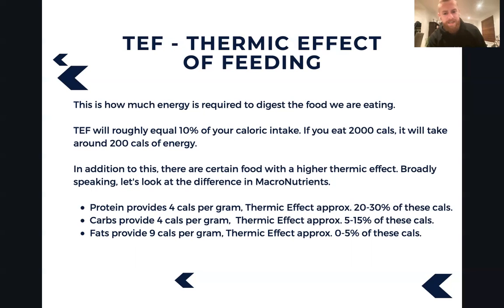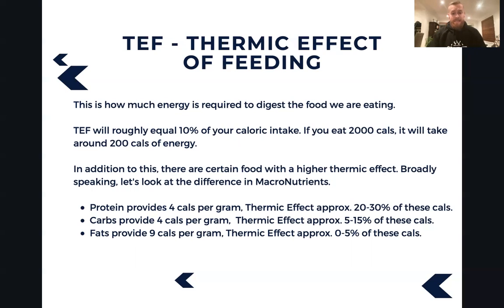So your carbs, once again, provide 4 calories per gram, and the thermic effect is approximately 5 to 15% of these calories. So again, for every 4 calories that you take on board, approximately 5 to 15% of those calories will be going towards digesting that food.